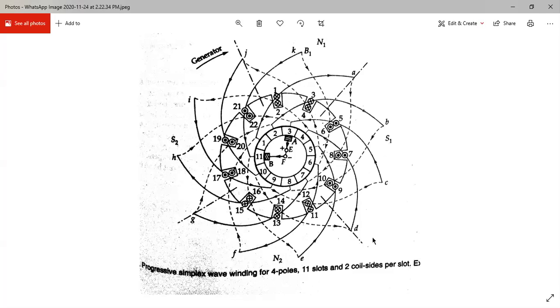But you see, I was telling that in a particular slot, he's saying that in a particular slot there are two different current directions. That is not the thing.